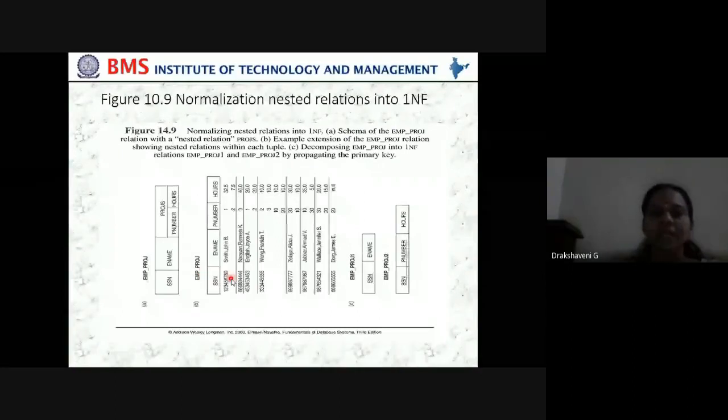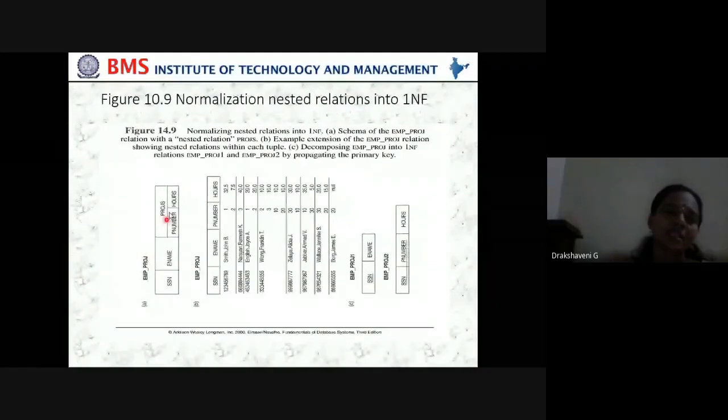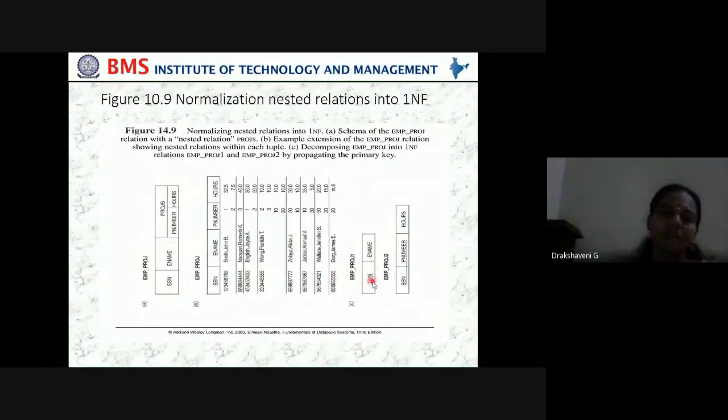We make it into two tables. Let us take one more example: employee project. Here also you can see the SSN, e-name, project number, and hours. These are the values, and here we have a social security number. This table is broken into two things: project 1 and project 2.